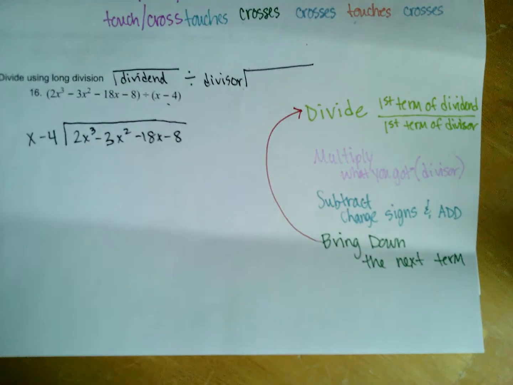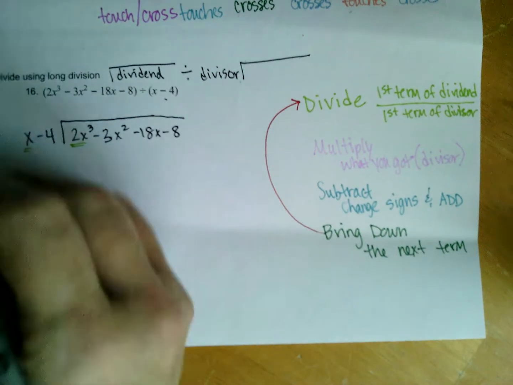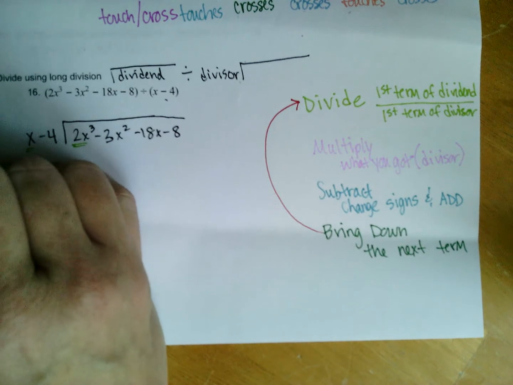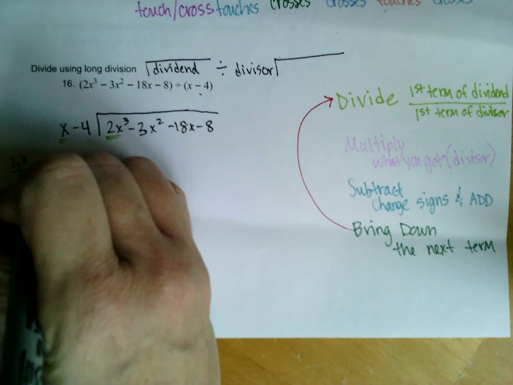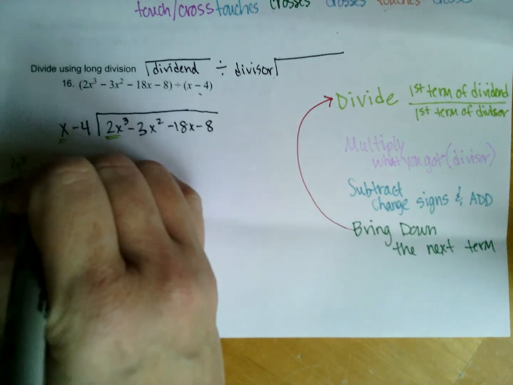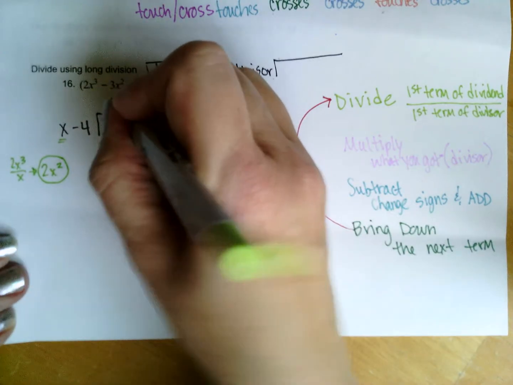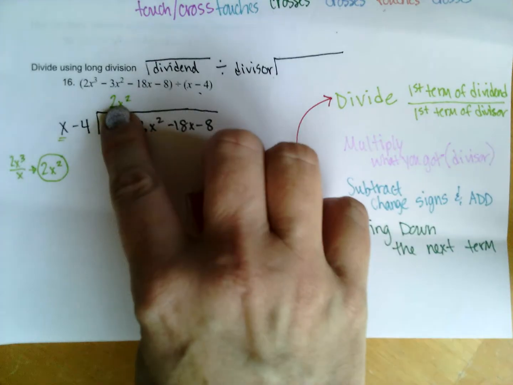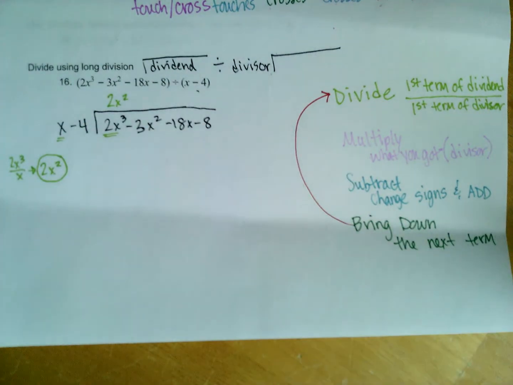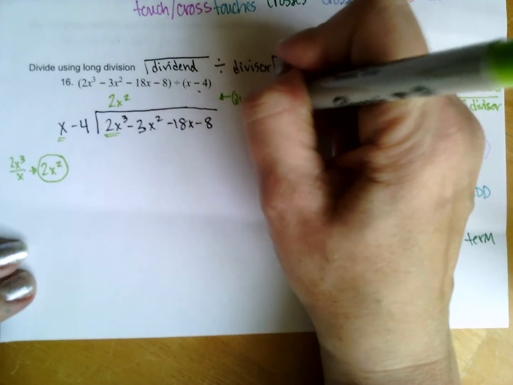So we do divide. We're always taking the first term over the first term here. So we do 2x cubed over x. And then we simplify that. 2x cubed over x would simplify to 2x squared. Now, this 2x squared becomes a part of our answer. A lot of times I'll circle it so I don't forget it, because sometimes I forget to write it up there. So at least at the end I have all of my quotient circled. By the way, this up here is the quotient. Okay, moving on.